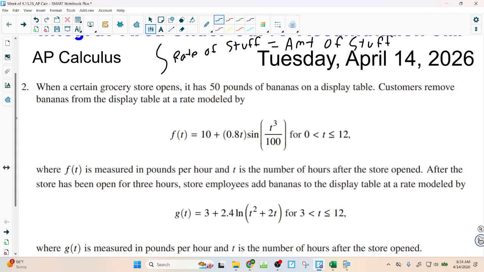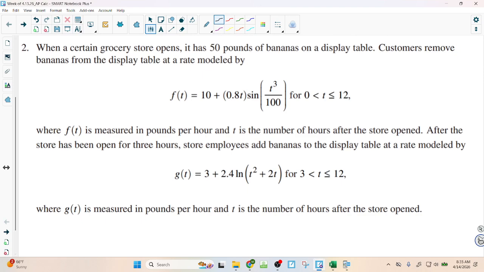So we have a grocery store that opened, and it has 50 pounds of bananas on the display table. That's exciting. Customers are removing bananas at this rate, that giant equation. In recent years, they've made the functions harder to type in on the calculator, so it might be a little tricky. Just make sure that's a skill that you have, okay? You should have a graphing calculator in front of you. Feel free to grab one if you need it.